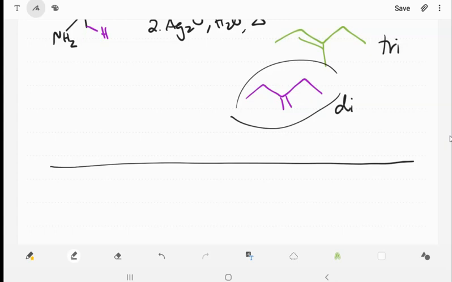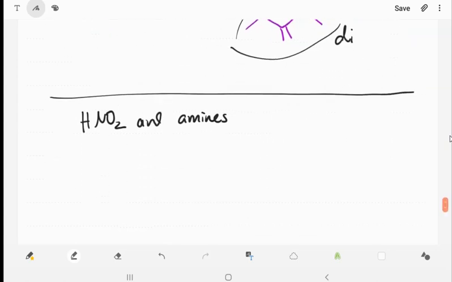nitrous acid and amines. We're going to see that nitrous acid and amines opens the door to a lot of interesting things. With secondary amines it is a little bit less exciting, but this is what we're looking at here.